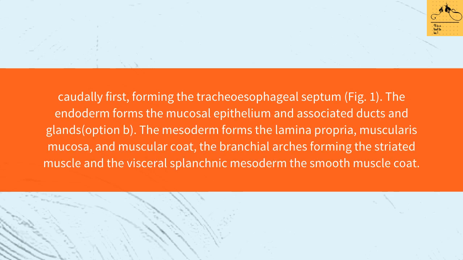The endoderm forms the mucosal epithelium and associated ducts and glands. The mesoderm forms the lamina propria, muscularis mucosa, and muscular coat, the branchial arches forming the striated muscle and the visceral splanchnic mesoderm the smooth muscle coat.